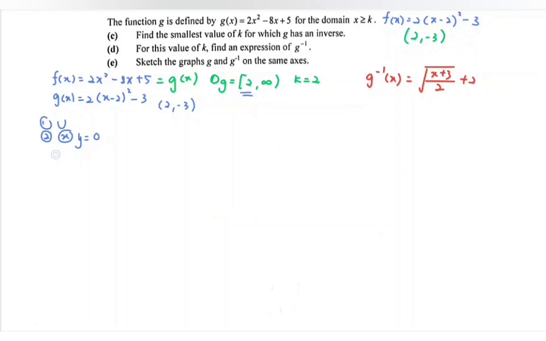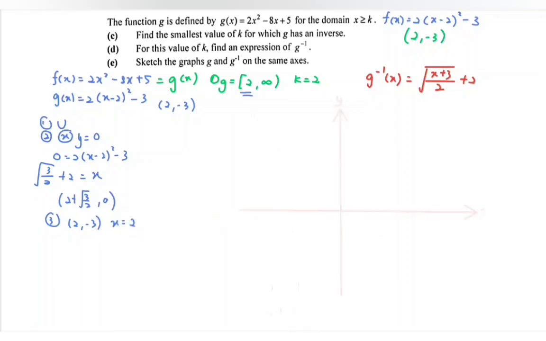If y equals 0, we have 2(x - 2)² - 3 = 0. Rearranging, we have the square root of 3 over 2, plus 2, equals x. So from here, we notice that the point (2 + √(3/2), 0) would be the x-intercept. Next, we have the minimum point (2, -3). At the same time, we have the axis of symmetry, x = 2.